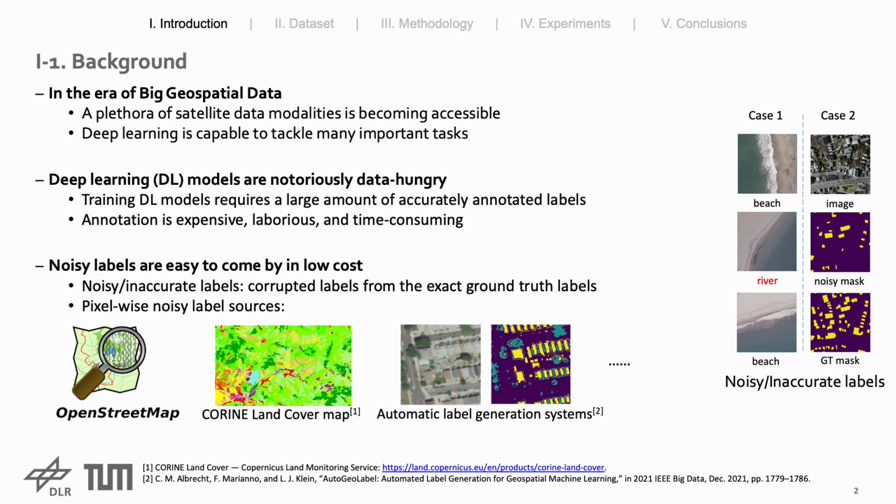But the annotation process of remote sensing data is generally expensive, laborious, and time-consuming, thus difficult to meet such a requirement. On the contrary, noisy or inaccurate labels are much easier to come by in low cost. There exist many easily available pixel-wise noisy label sources in the remote sensing domain, such as the OpenStreetMap, various land cover land use products, the labels generated by some automatic labeling tools, and so on.